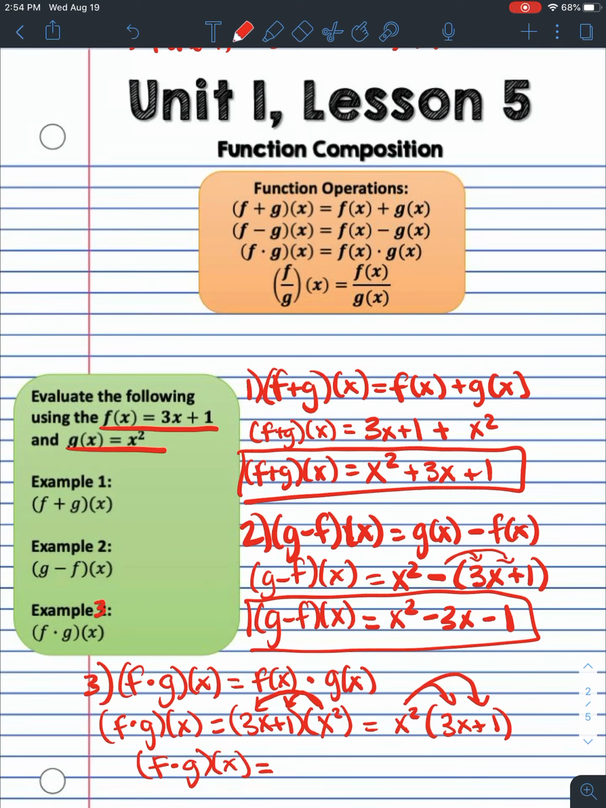So that means f times g of x is going to be x squared times 3x. Well, I add my exponents. Remember the product property. So that becomes x cubed plus x squared times 1 is just x squared. There we go.